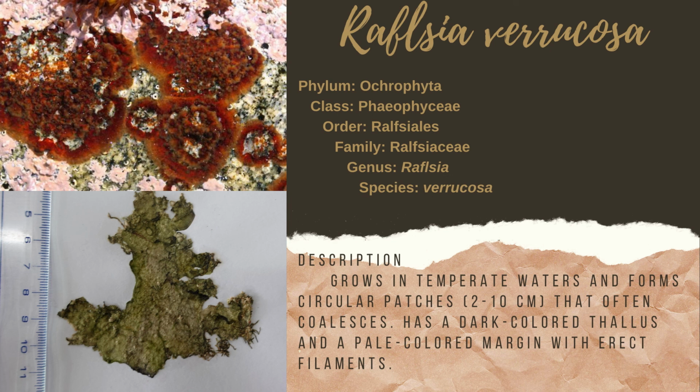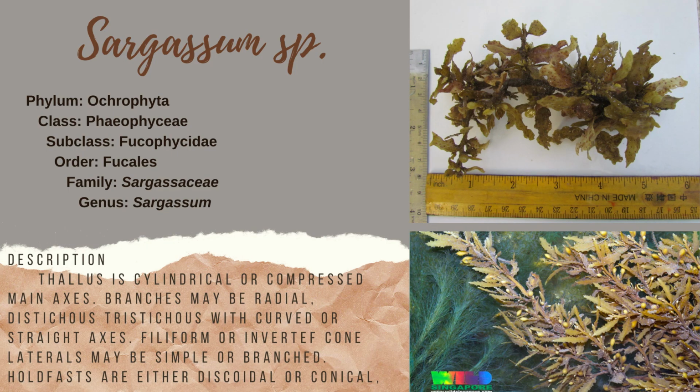A crustose brown seaweed, its thallus is steep to blackish brown, 1 mm thick. There is a distinct pale-colored margin wherein erect filaments are fused together. Sargassum sp. is an excellent representation of all the sargassums under its name.